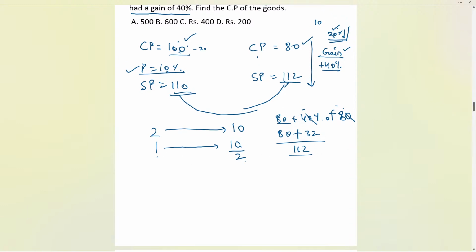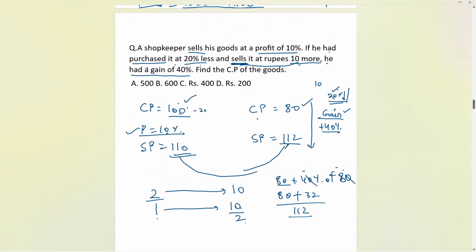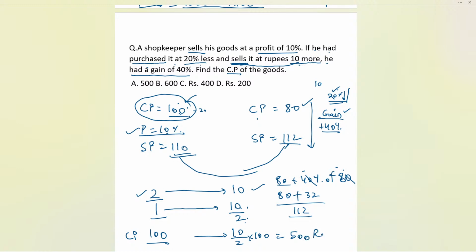Now further, what is it telling us? Achha, earlier we have the difference over here. What do we need? We need the cost price. So what is the cost price that we assumed earlier? 100. If the difference is 2, actually the number is 10. If I take 1, it is 10 by 2. If I take 100 as the cost price, so finally what cost price will I get? 10 by 2 into 100, and that will be 500. 500 is the final cost price we have got. So this is the answer. We are getting A as the correct answer.